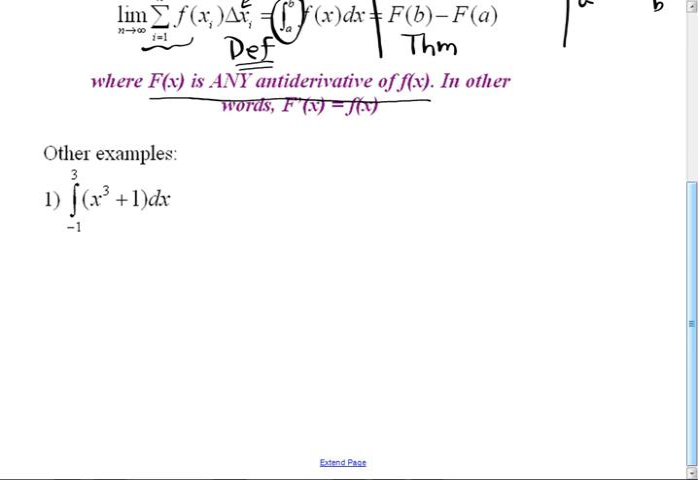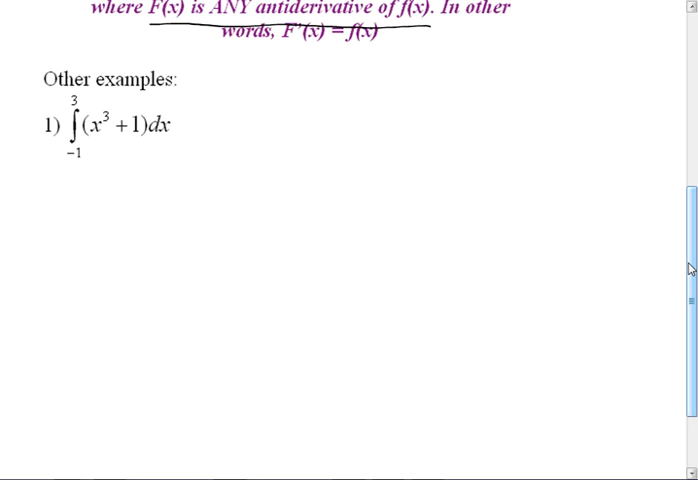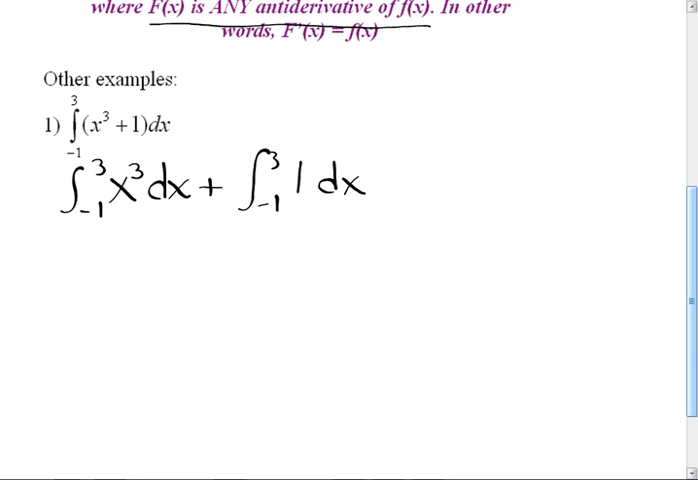Now, we have properties of integrals. Can I go ahead and distribute this? Can I write this as the integral from negative 1 to 3 of x cubed dx plus the integral from negative 1 to 3 of 1 dx? Why would I subtract them? The integral of f plus g is equal to the integral of f plus the integral of g. Those are properties of integrals. Well, it's distributive properties of integrals. This distributive property does not work with exponents over addition. The distributive property does not work all the time. It does here.